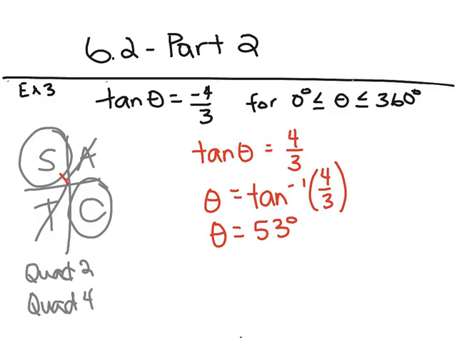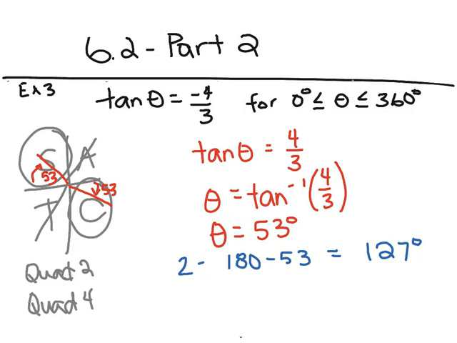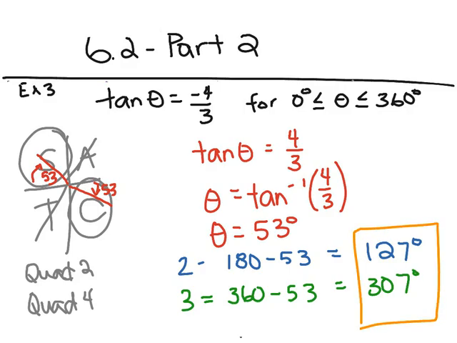So we know that our reference angle in quadrant 2 is going to be 53, and our reference angle in quadrant 4 is going to be 53. So we use the formulas that we have for each quadrant. For quadrant 2, we do 180 minus 53, and we get 127 degrees. And for quadrant 4, we do 360 minus 53, and we get 307 degrees. So either of these angles will satisfy tan theta equals negative 4 over 3.